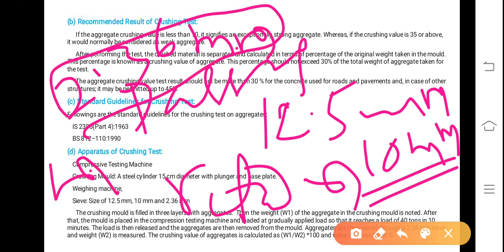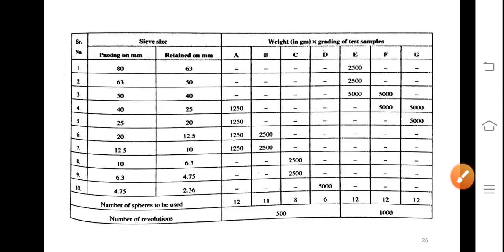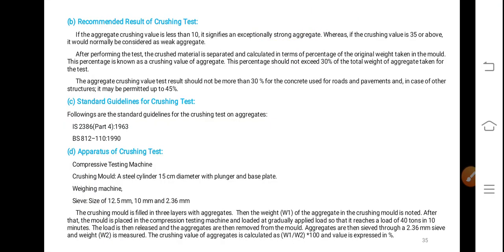The weight of fines, we will explain during practical, just theoretical knowledge. Weight of fines should be taken into account with respect to the original weight of the aggregate taken for the test, which will give you crushing value in percentage. So in detail we will see when we come to those practicals. Similarly here the different grades, grade number 1, grade number 2, grade number 3, etc. are grade A, B, C, D. So grades are given here. You see here the grades are mentioned very clearly.